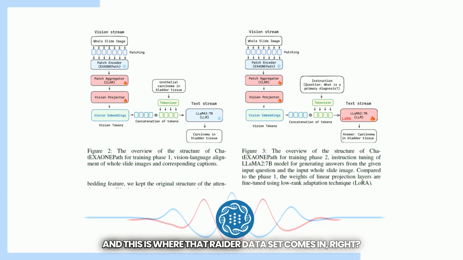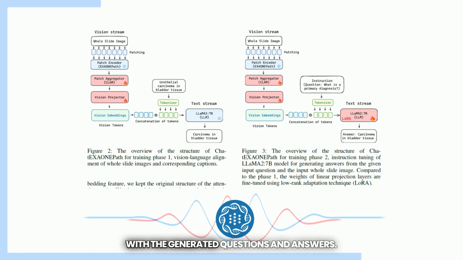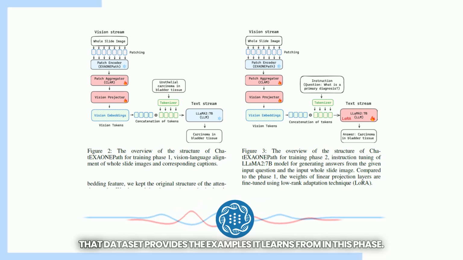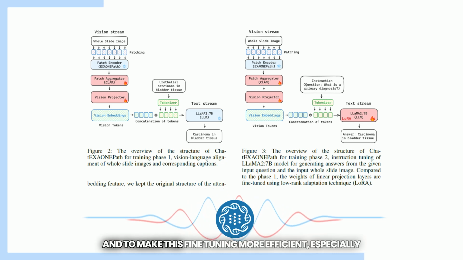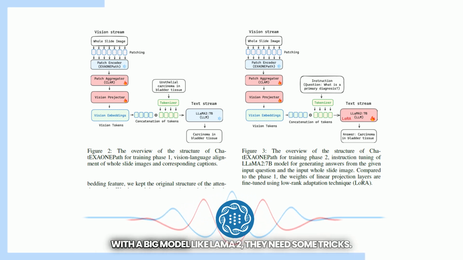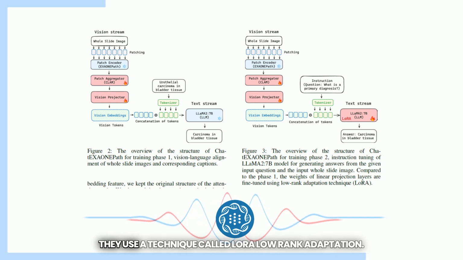And this is where that RADAR dataset comes in, right? With the generated questions and answers. Exactly. That dataset provides the examples it learns from in this phase. And to make this fine-tuning more efficient, especially with a big model like Llama 2, they need some tricks. They use a technique called LoRA, low-rank adaptation.